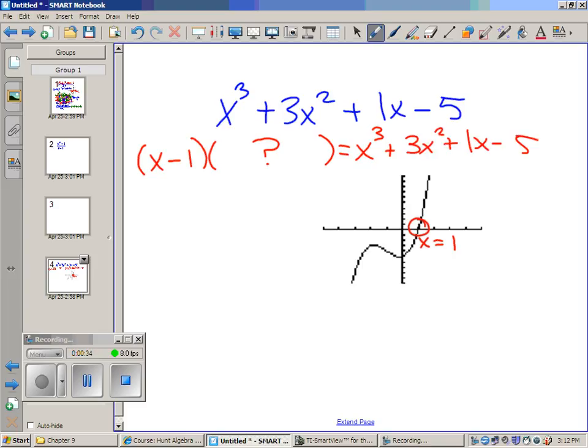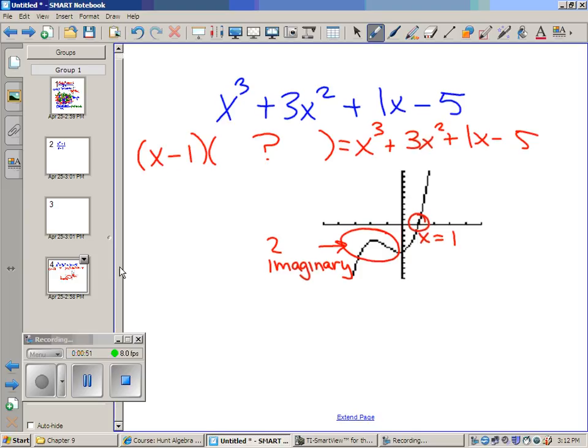this polynomial. So if I want to find these other two, which look like they must be imaginary ones, there's no way for me to look at the graph and find those. So what I might do is divide that polynomial by x minus 1 to find the other factors. So what I do is I write x minus 1 like this, and I make a little chart out of it.